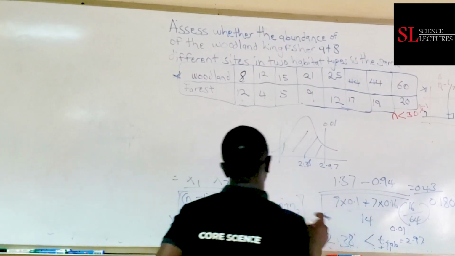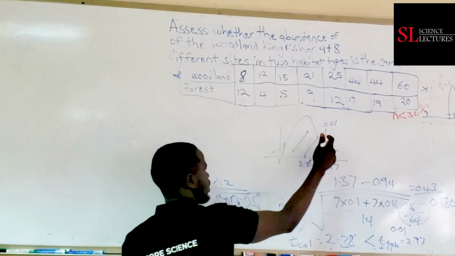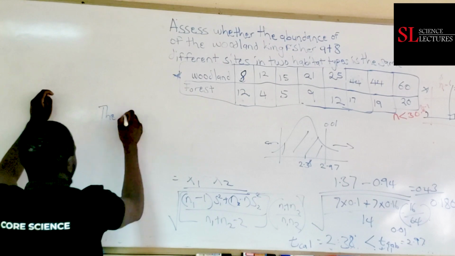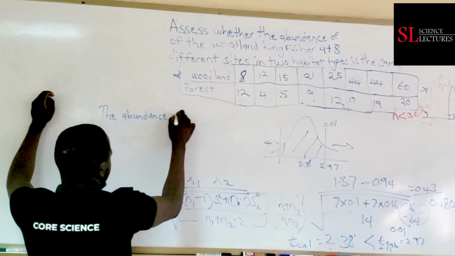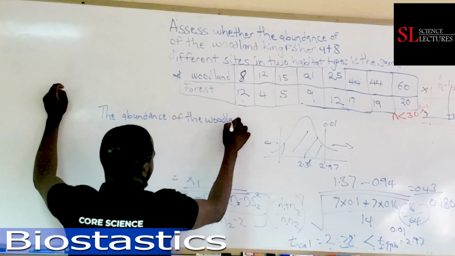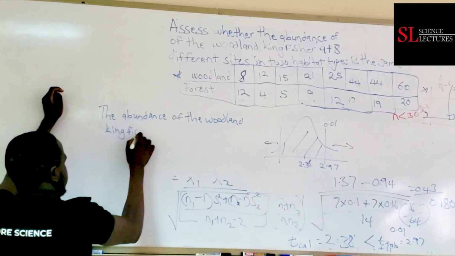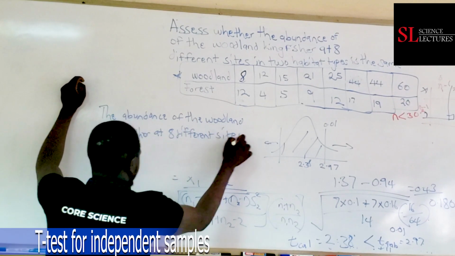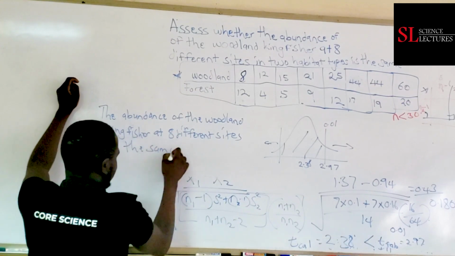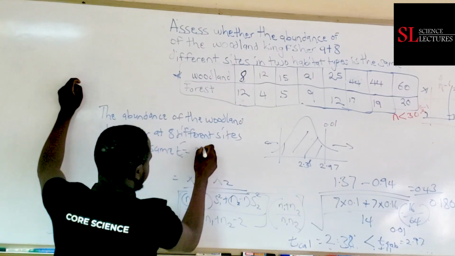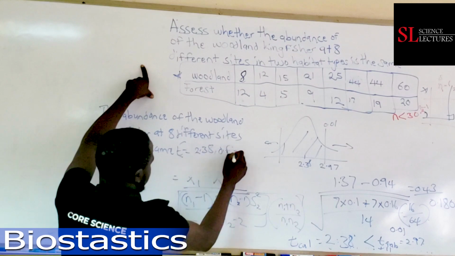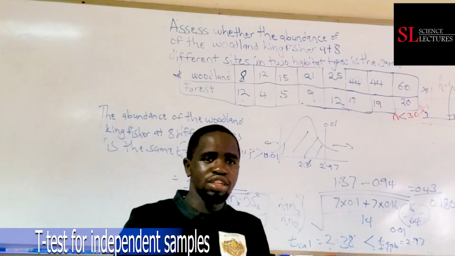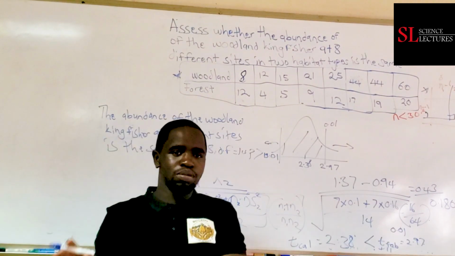Therefore, I accept the null hypothesis. Anything that lies within the curve, you accept. Anything outside the curve, you reject. Therefore, I conclude that the abundance of the woodland kingfishers at 8 different sites is the same. The t value is equal to 2.38, my degrees of freedom are 14, and the probability is greater than 0.01. Whenever I reject the null hypothesis, the probability is less. Whenever I accept the null hypothesis, the probability is greater.